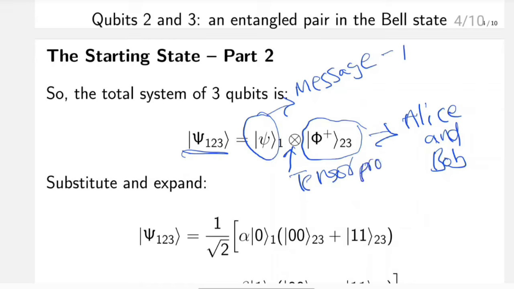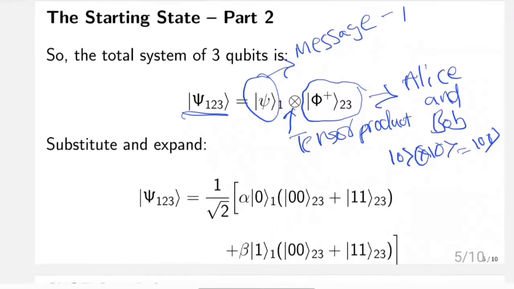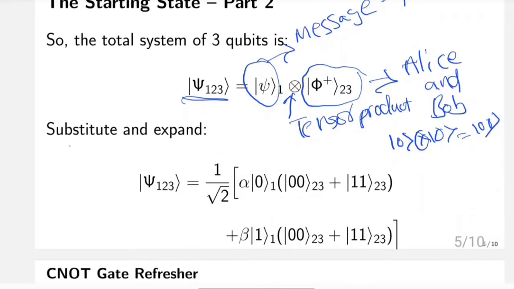How the tensor product is done: ket 0 tensor product with ket 0, you can write combined as ket 00. If you look here, we have alpha ket 0 plus beta ket 1, which is the first qubit, tensor product with 1 by root 2 times ket 00 plus ket 11. This is qubits 2 3, 2 3.